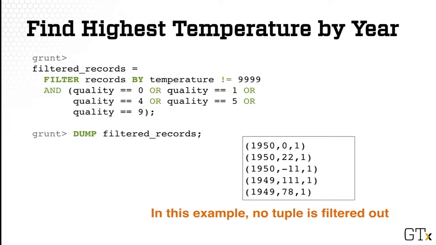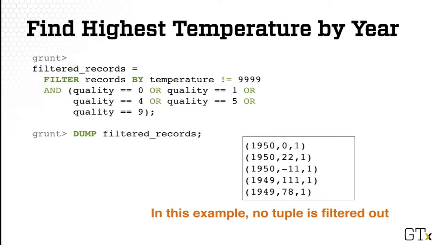Next, we will do some filtering. We want to remove some invalid temperature values and some invalid air quality values. And we name the records after filtering filtered records. Again, we use the dump command to print out the results. In this example, no records have been filtered.